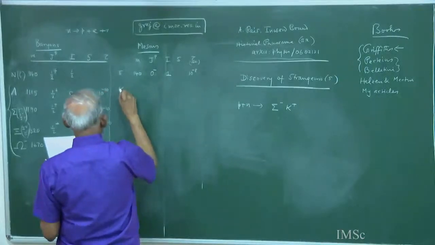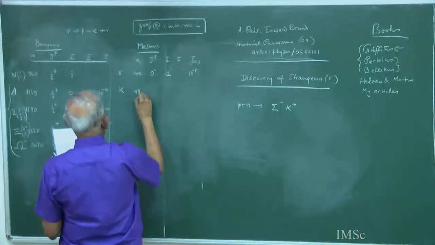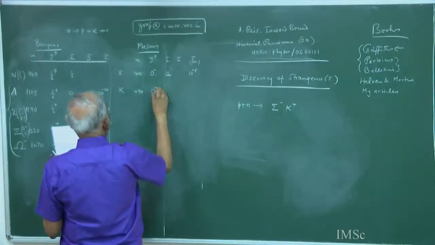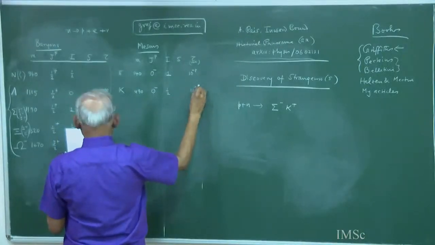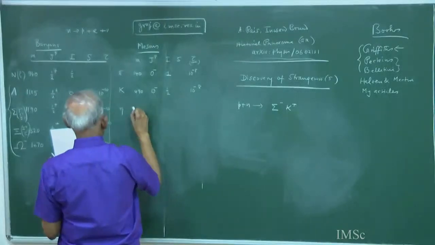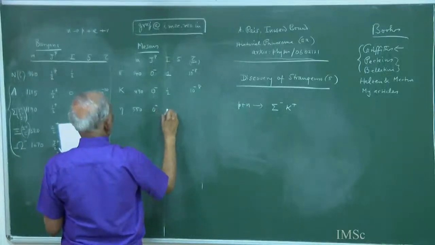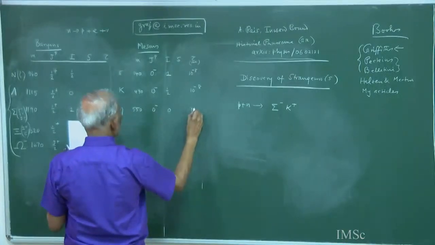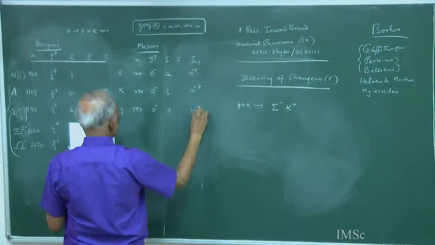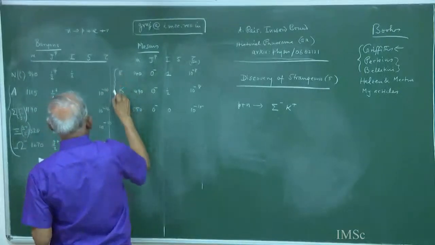Then there is K meson, 490 MeV, 0 minus, isospin half, and again 10 to the power minus 8 second. Then there is eta meson, 550 MeV, 0 minus, isospin 0, and this is again electromagnetic decay, so it is much shorter, 10 to the power minus 15 second. Okay, now these particles and these particles are called strange particles.